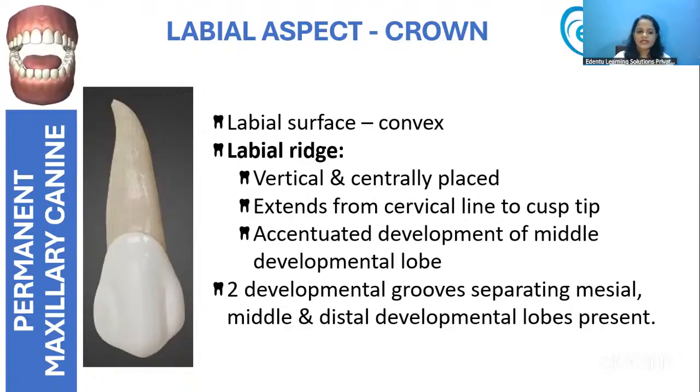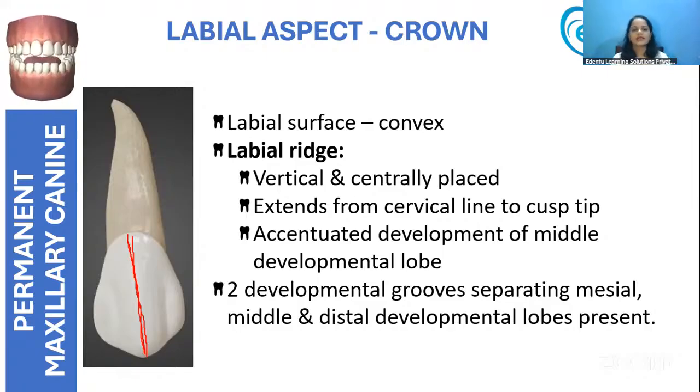And if you look at it, there is a very prominent ridge running from the cusp tip to the cervical line. Okay, that ridge is called the labial ridge. There are also something called developmental lobes. What are these developmental lobes? These developmental lobes are the structures from which the tooth is formed. The cusp structure is also formed from these developmental lobes. There are three developmental lobes from which the canines are formed.